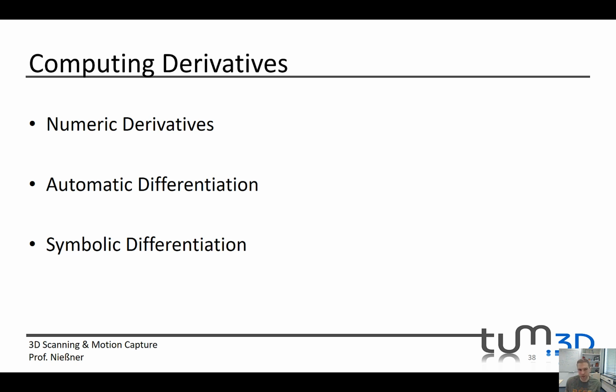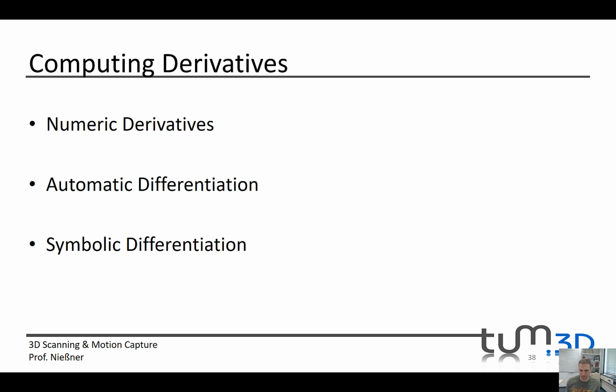When I think about computing derivatives, I think about a whiteboard where I have to do this myself, and I write it down and make a bunch of mistakes, and then at the end nothing works anymore. So I would like the computer to do this for me, right? I would like some way such that these derivatives are computed in an automated way. Essentially, there are three ways to do that: numeric derivatives, automatic differentiation, and symbolic differentiation. All of these have advantages and disadvantages.